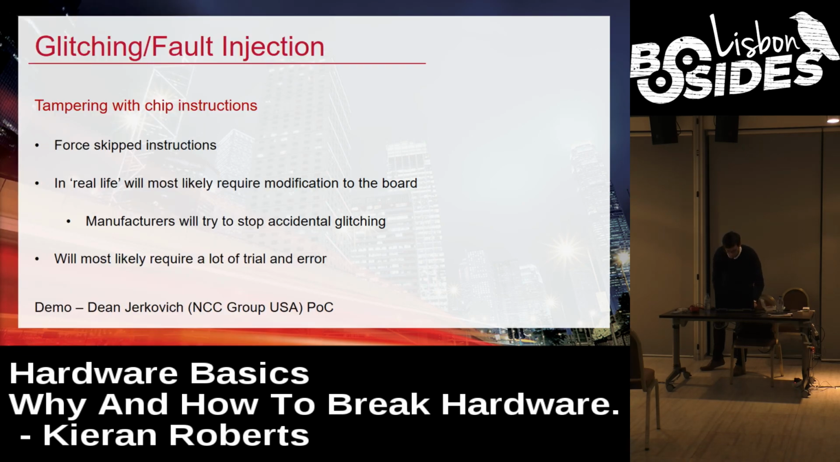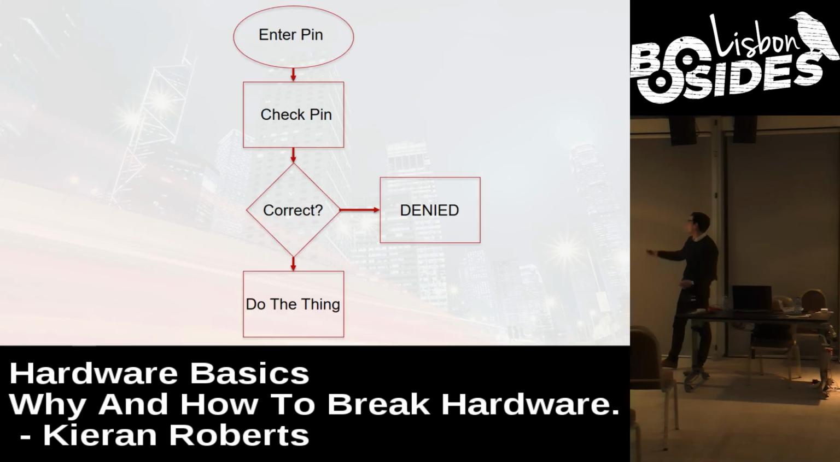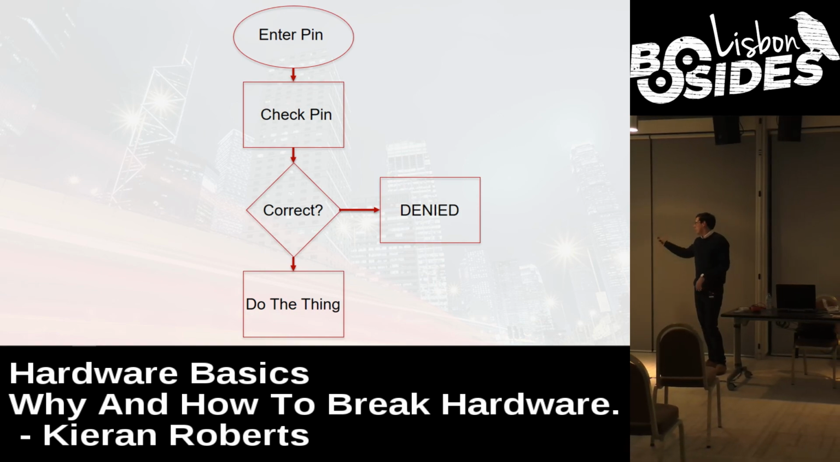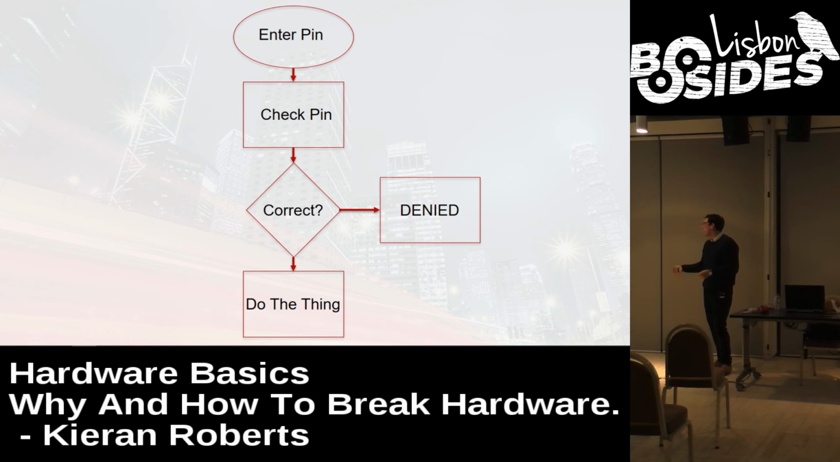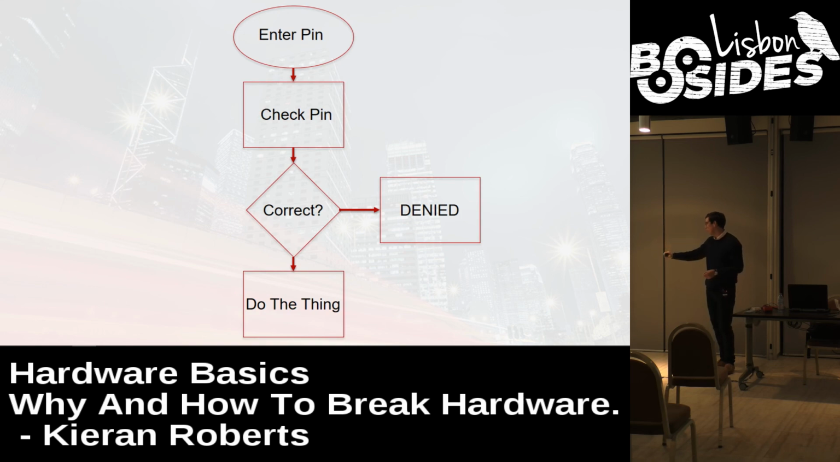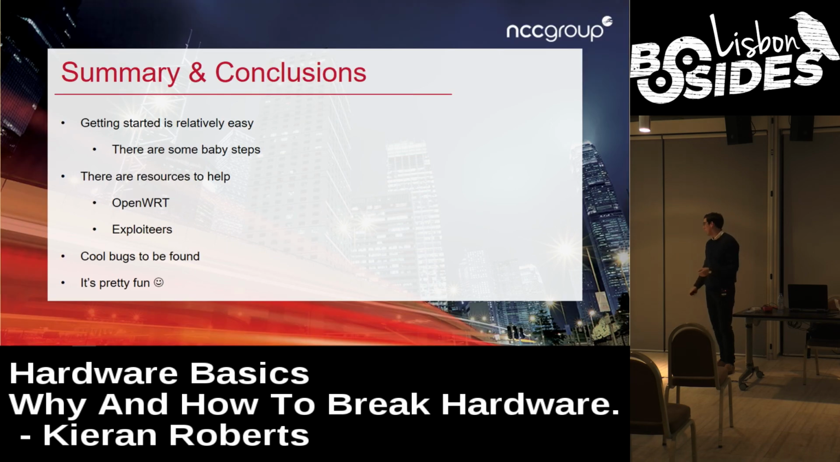Okay. So in that instance, we're going to assume that the previous example with the timing is pretty easy to defeat. Instead of checking each character individually, you check the entire string together, or you hash it, or you do something like that. In that instance, something like glitching would be perfect, because potentially we can skip that check and jump straight to do the thing. If we can skip that instruction and time it correctly, then we can jump in and away we go.